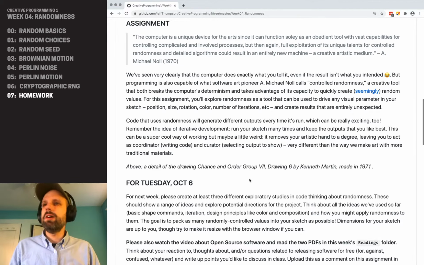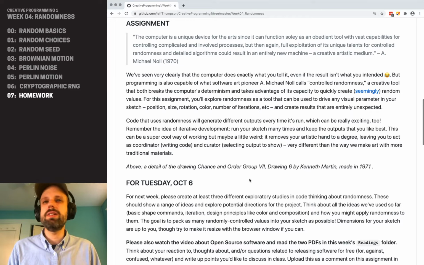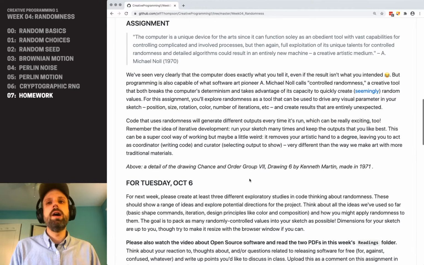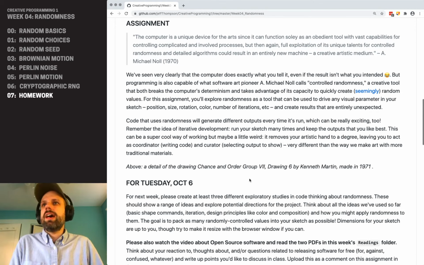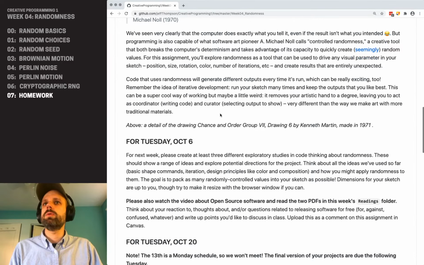I love this. Not only is this in 1970, when computers were a completely different thing back then, hard to get access to. Most artists wouldn't ever have been able to work on a computer. And yet here is Michael Noll talking about using computers as a new kind of creative artistic medium. That's really what we're doing here in this class. But I think what's extra cool is he's talking about this idea of randomness, and this being a really important idea from the early days of software art, the kinds of things that we're doing.